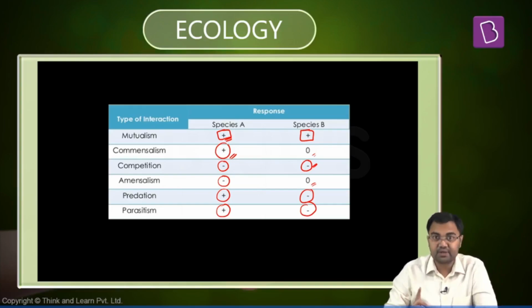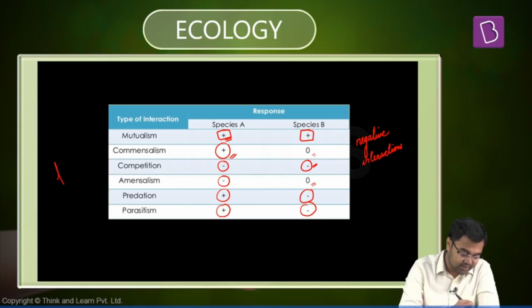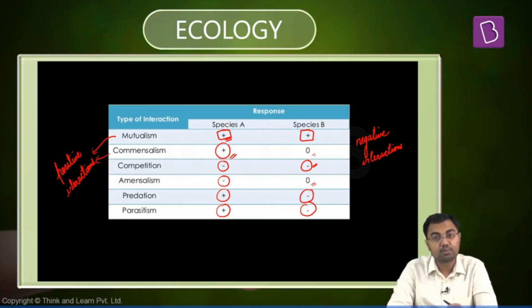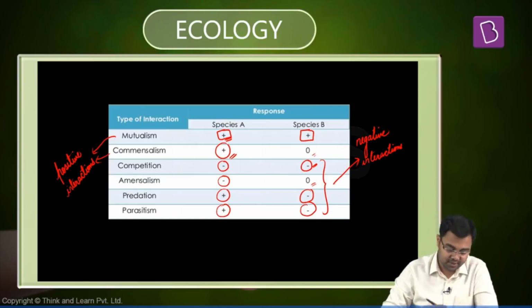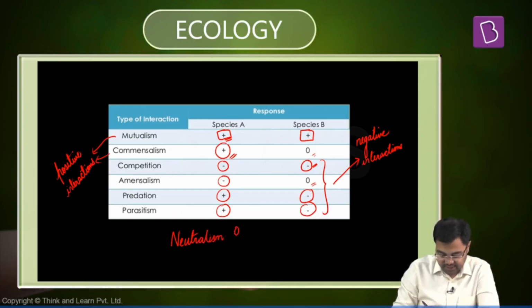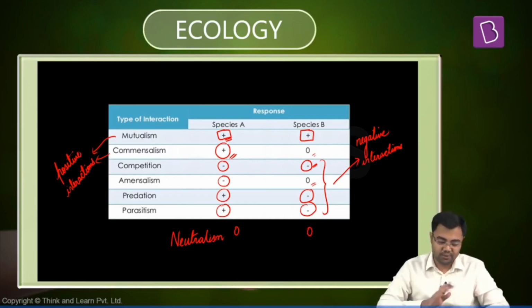So all these kind of interactions where either both are losing or one is losing and one is winning, these are called as negative interactions. And the rest are called as positive interactions. So you can say that mutualism, commensalism, these two are positive responses and these four are negative responses. Apart from that, we have another one which is very rarely discussed, is neutralism. And in neutralism, both the species A as well as B will have no effect on each other. So that's why we generally don't discuss this part.